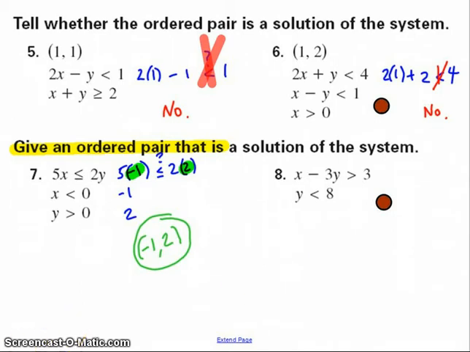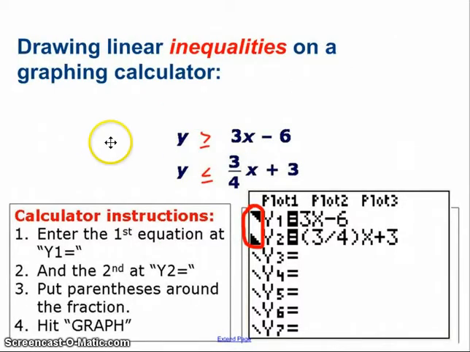Since there are an infinite number of solutions, sorry, I was just interrupted and hit the pause button. I'm not sure exactly where I left off, but I'm not going to give you an answer to 8. Instead, I'm going to move on to showing you how you can actually draw inequalities on a graphing calculator.